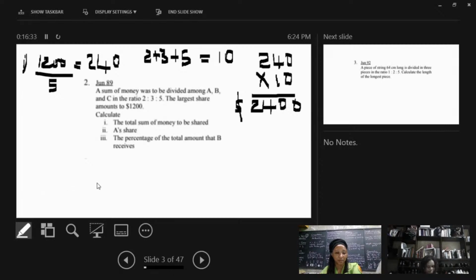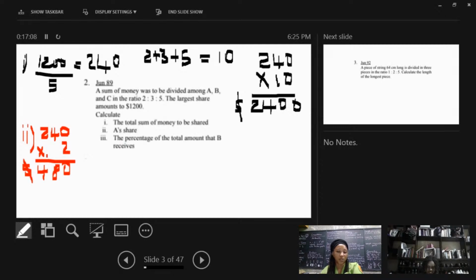A's share is 2 since they correspond with each other. So to find A, we just need to multiply the unit for 1 by 2. All right, so A's share would be the 240 times 2. 240 times 2, 480. $480.